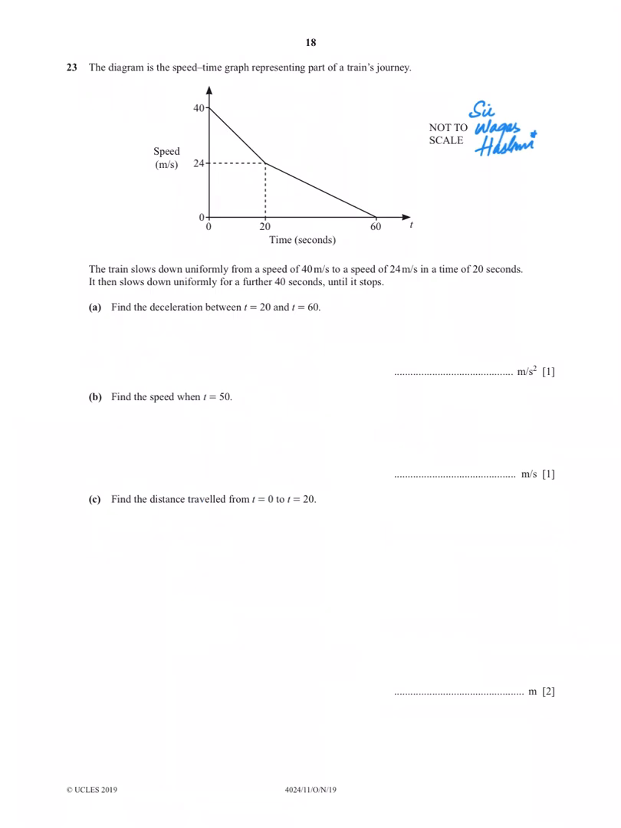Question number 23. The diagram is the speed-time graph representing part of a train's journey. The train slows down uniformly from a speed of 40 meters per second to a speed of 24 meters per second in a time of 20 seconds. It then slows down uniformly for a further 40 seconds until it stops. Find the deceleration between t equals 20 to t equals 60.